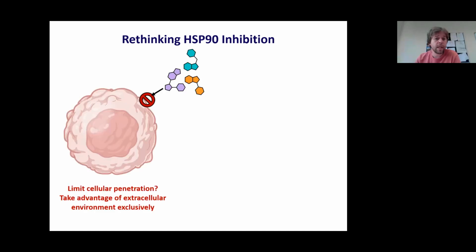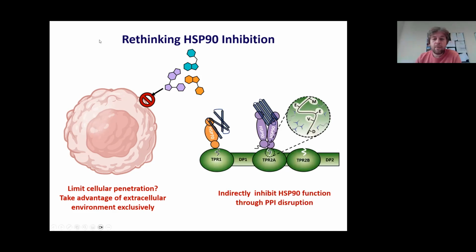So the first thing was, can we modify molecules to limit cellular penetration and take advantage exclusively of the extracellular environment? And the second one, which is a lot more developed project, is can we inhibit the protein-protein interaction between HSP90 and its co-chaperone HOP, shown in green, and potentially perturb HSP90 function in the cell without stimulating the heat shock response?